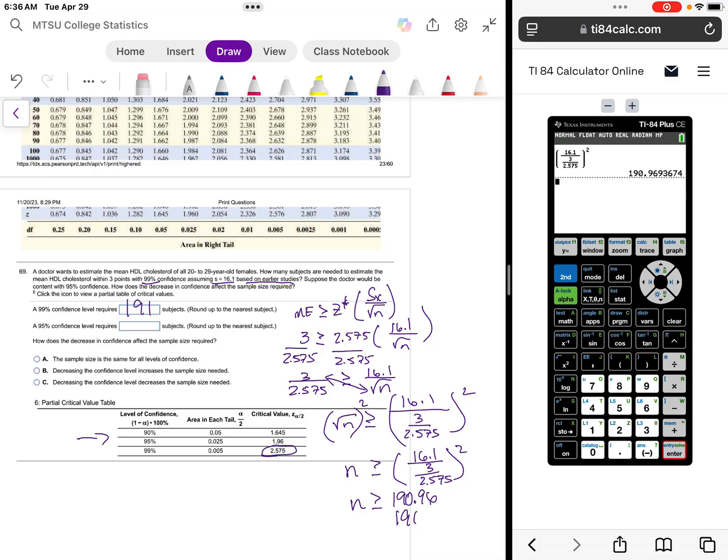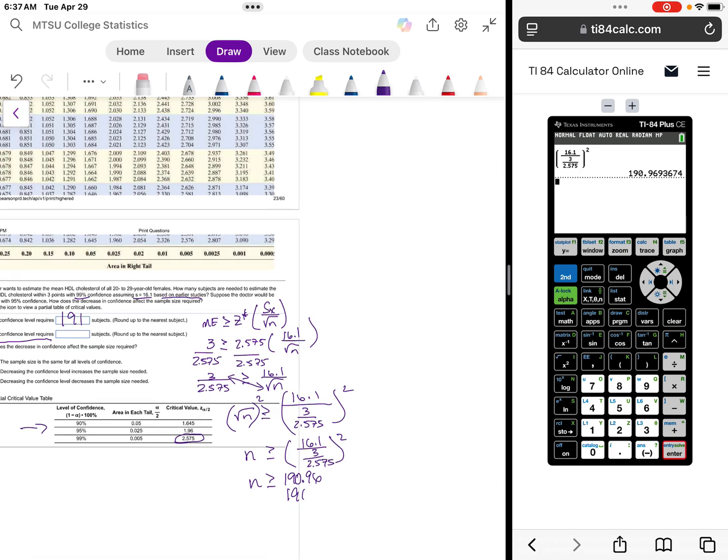Now we're going to do the same thing, but they want us to do, okay, how many subjects would we need for a 95% confidence interval? So really what happens here is the only thing that changes is our Z star.